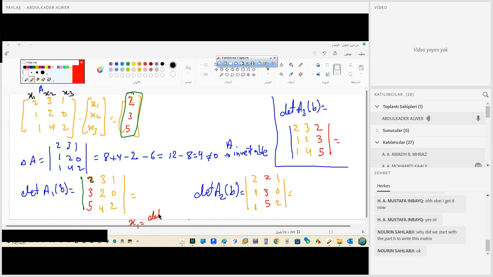Then you have to find x1. It's delta A1 B over delta A, equal. x2 is delta A2 B over delta A, equal. x3 is delta A3 B over delta A.